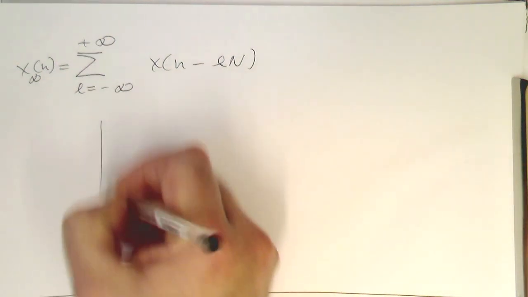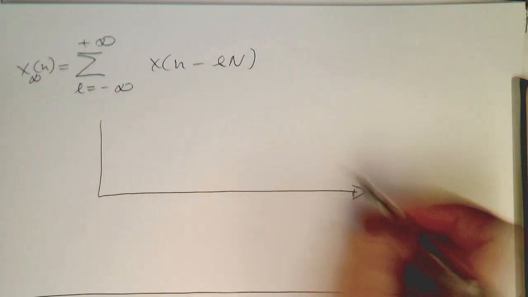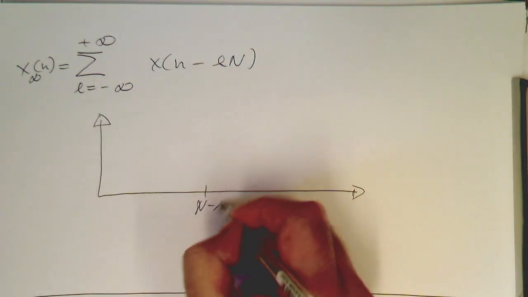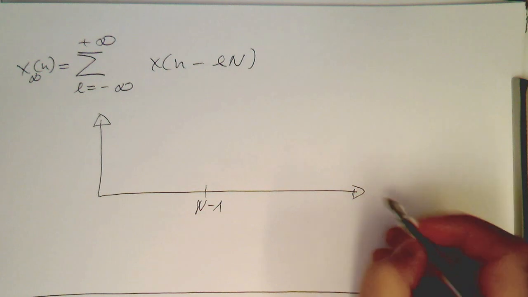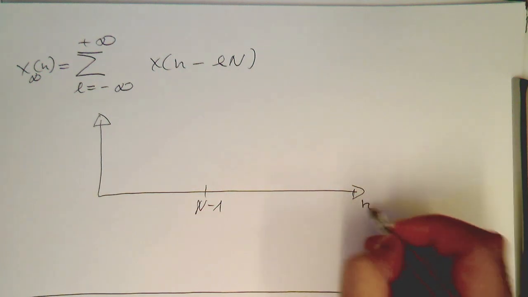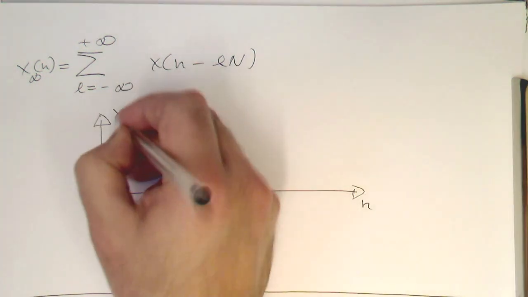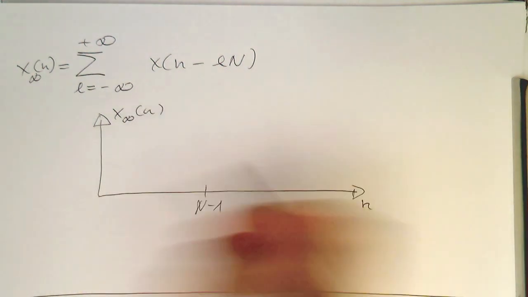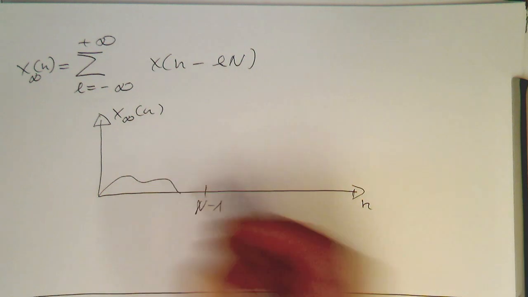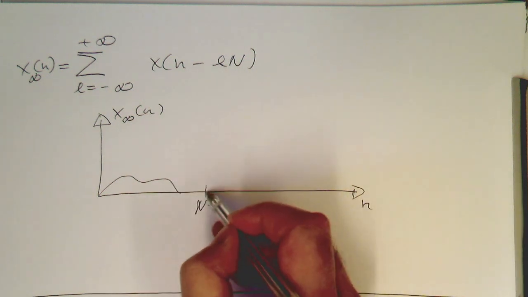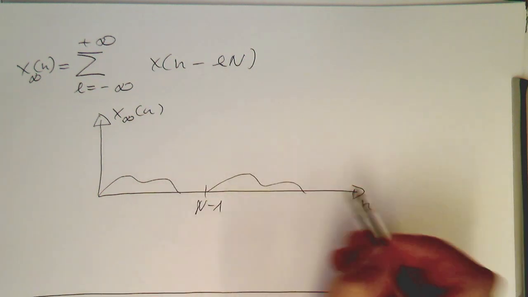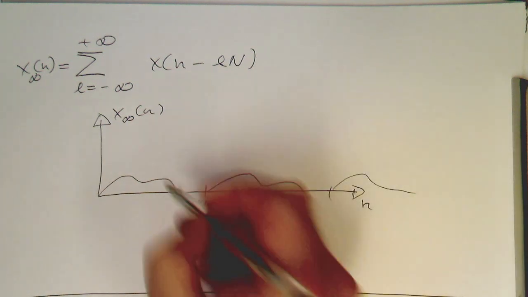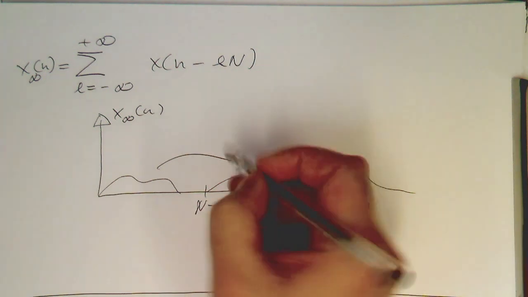So how does it look in our plot here? We've got our n minus 1 somewhere. So that's our n now in the sample time domain here. That's our x infinity n. So imagine now we've got a signal which looks like that. Then this signal would repeat here the same, and so on and so on. So it would repeat here. So we're getting copies.